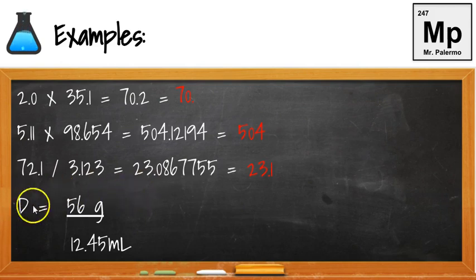And last but not least, if we did a density calculation, same thing. It's a division problem. So 56 divided by 12.45. This has 2 sig figs. This has 4 sig figs. So the least number is going to be 2 significant figures, and so I'd get an answer of 4.5 grams per mL.